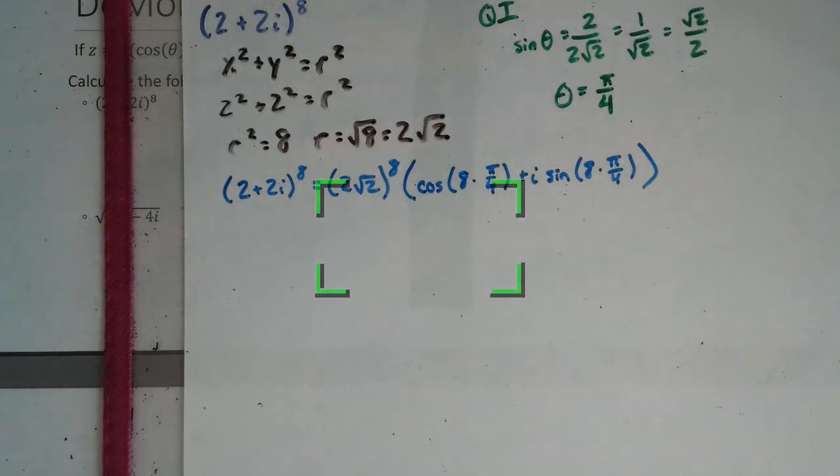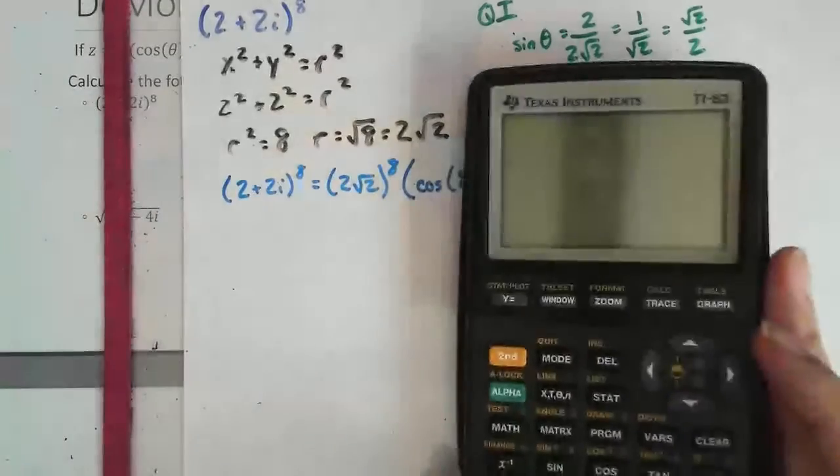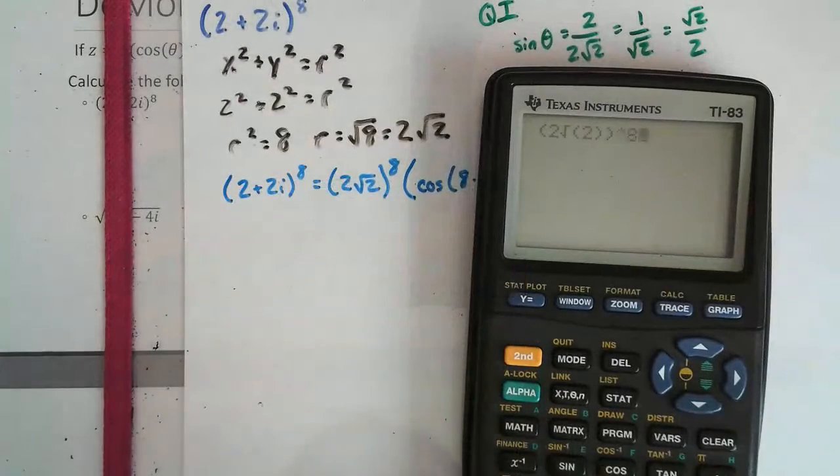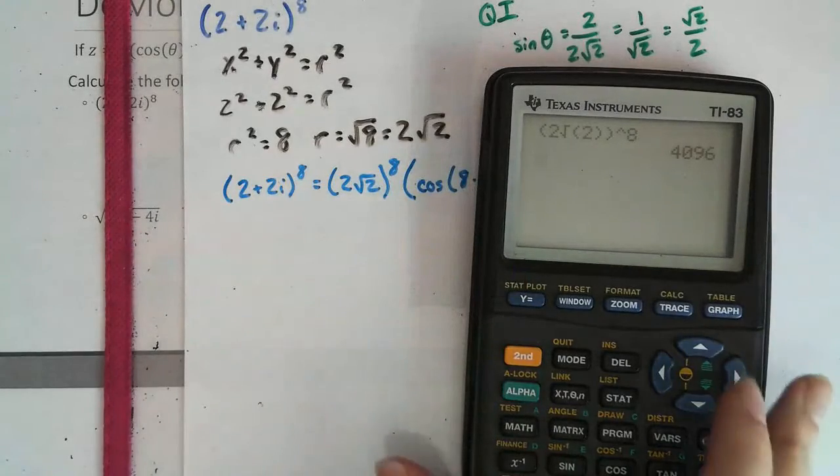All right, let's see if my calculator can do 2 times the square root of 2 raised to the 8th power. 2 square root of 2 raised to the 8th. That's 4,096.